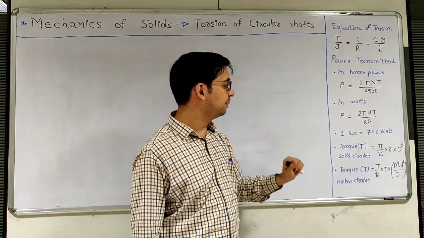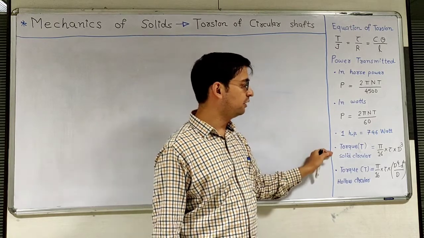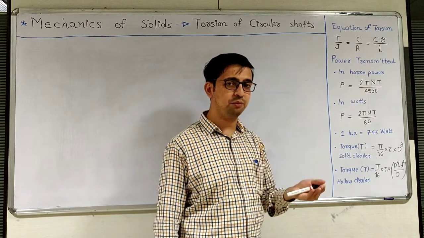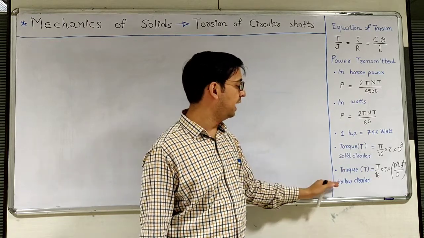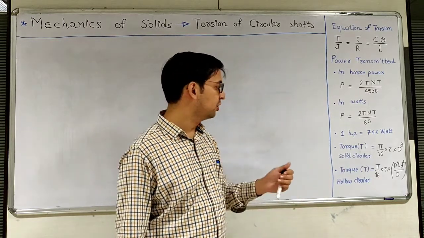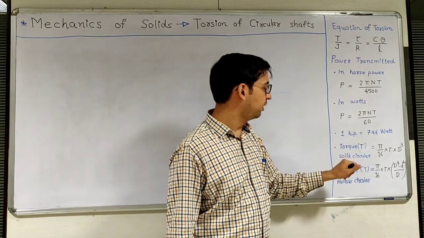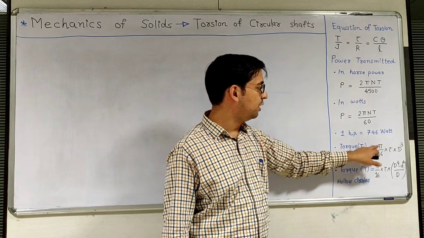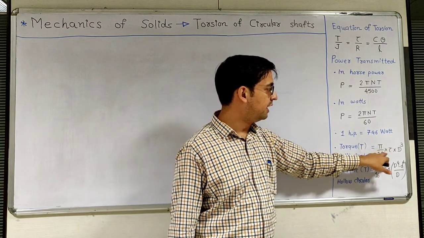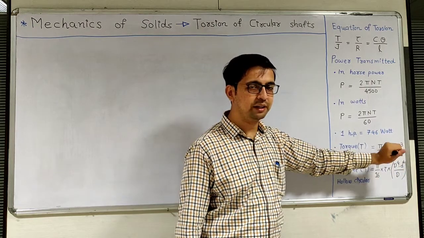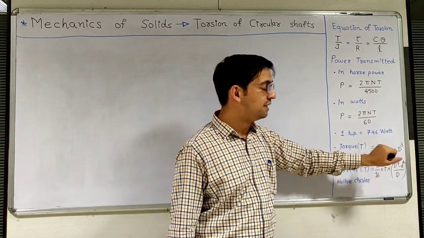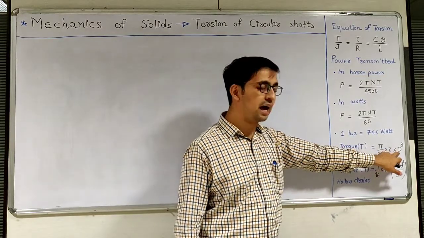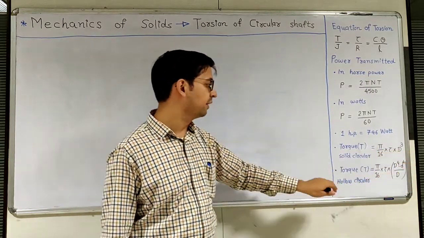Now next prerequisite is torque generated in shaft. There are two types of shaft: solid shaft and hollow shaft. Torque generated in solid circular section, T equal to pi by 16 into tau into capital D cube, where tau is shear stress generated and capital D is the diameter of shaft.